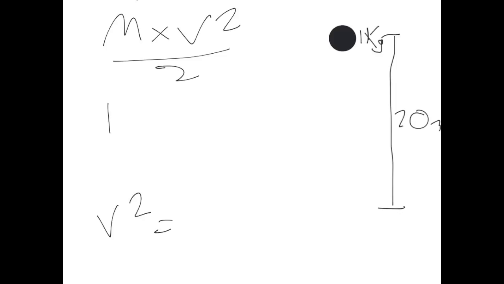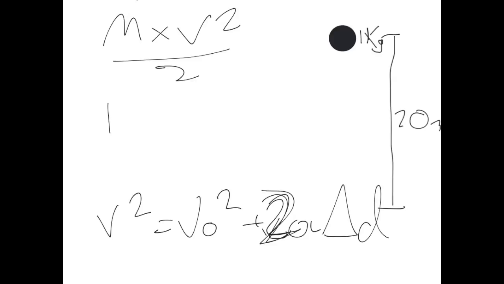So to find the kinetic energy, we have to do mass times velocity squared divided by 2. We know the mass equals 1. And we have to find the velocity squared. To find the velocity squared, we would have to do this calculation. Velocity squared equals the starting velocity squared plus 2 times the acceleration times the difference of distance.